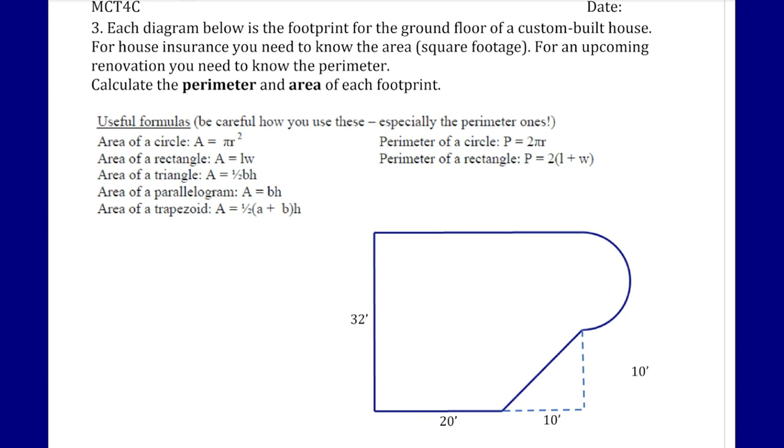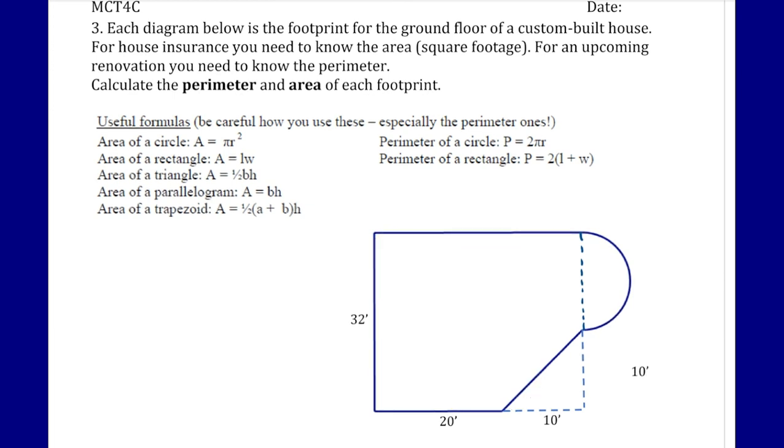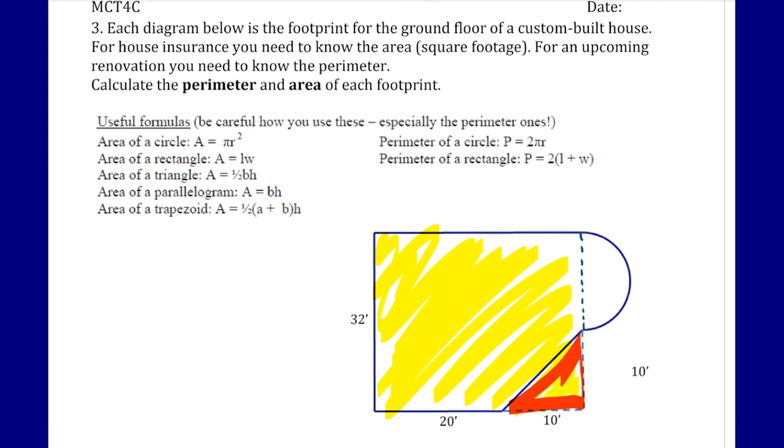These shapes are obviously a little different from our normal shapes, like our circles, squares, rectangles, parallelograms, and trapezoids, those basic shapes. This is obviously not a basic shape, but hopefully we can see some of those basic shapes here. If I draw a dotted line right down here, we can see we have a large rectangle with a triangle cut out, and we have a semicircle. So I can find the area of a rectangle, and the area of a semicircle, and I can find the area of a triangle and remove it to find the total area.